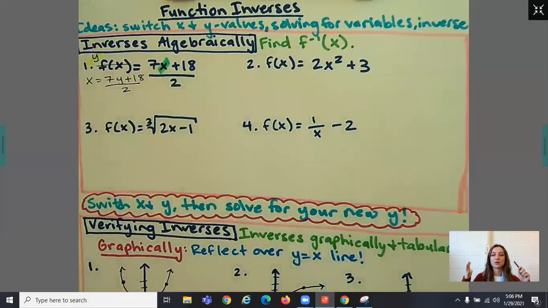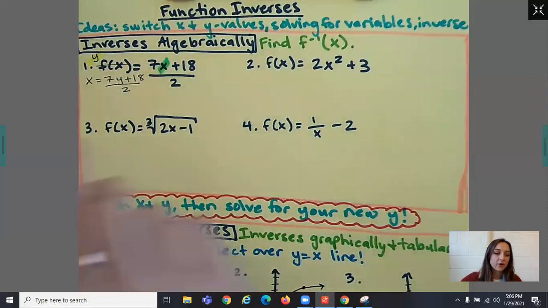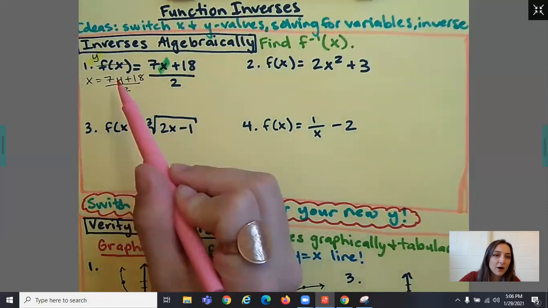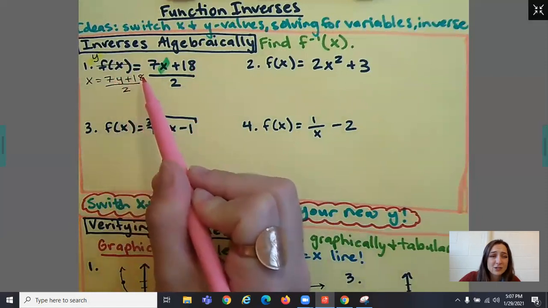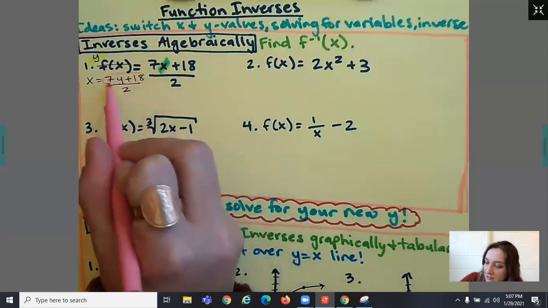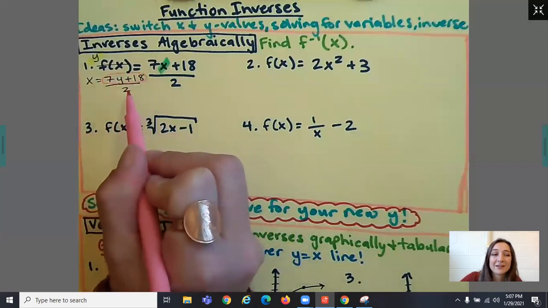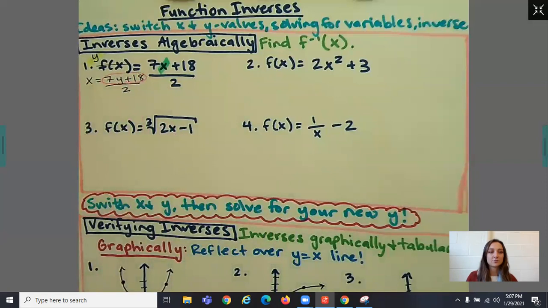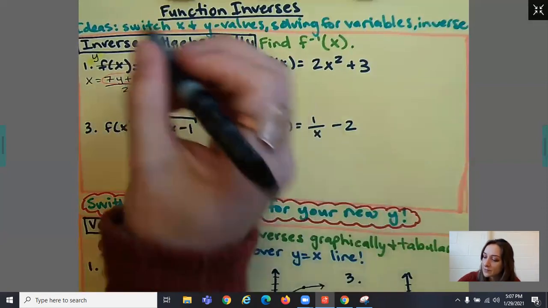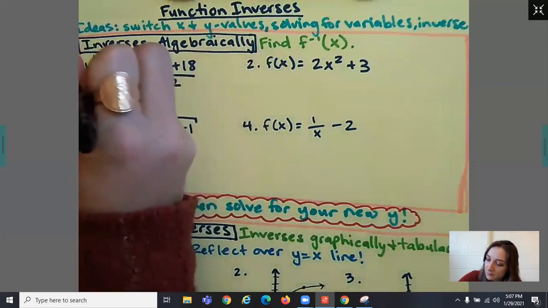Now we're going to solve for our new y, and this is going to be our function inverse. So solving for our new y, I can see that 7 and y are together. 7 is being multiplied by y. This is having 18 added to it, and then all of that is being divided by 2. Since this is all together, I can't mess with that until I get rid of that 2. So I'm going to have to multiply both sides by 2, because that's the opposite of dividing by 2.